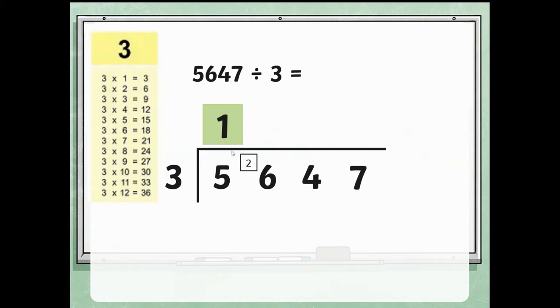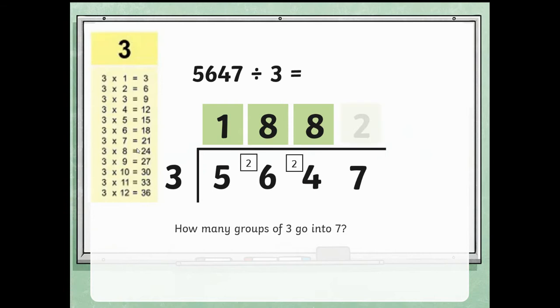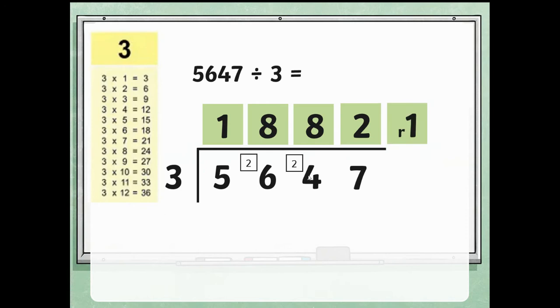So then I would carry my 2, and now I'm thinking how many 3's go into 26? Go down my list. The closest one I can make is 8, because 3 times 8 is 24. So I'm going to write 8 there, and I've got remainder 2, haven't I? Because I've gone from 24 to 26. How many 3's go into 24? Well, that's 8. How many 3's go into 7? Well, 2, because 3 times 2 is 6. And then I've got my remainder 1.